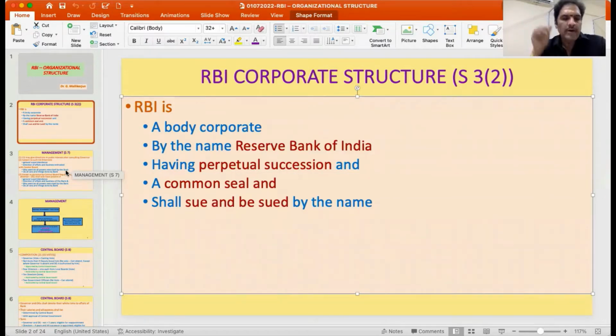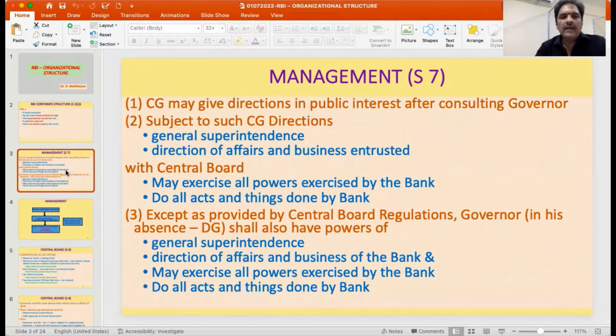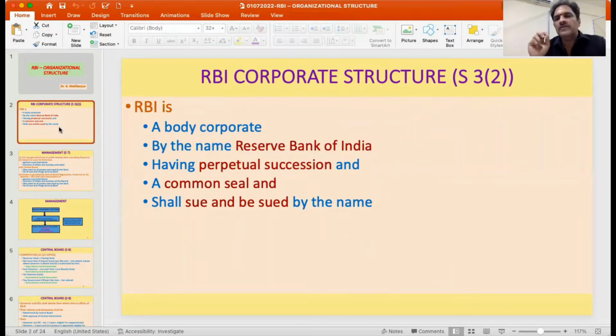in the name. Then the other important aspect of this corporate structure is that it's a wholly owned organization. It is an organization with a capital of 5 crores under section 4 of the Reserve Bank of India Act, and it is wholly owned by central government. The entire capital is subscribed to by central government.